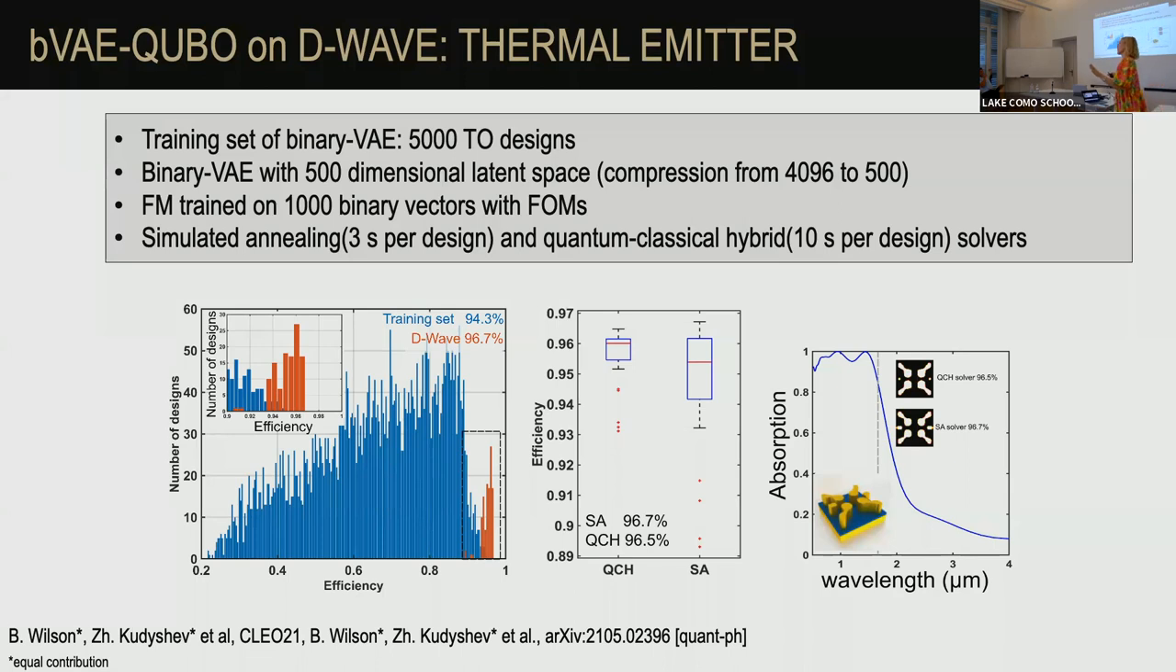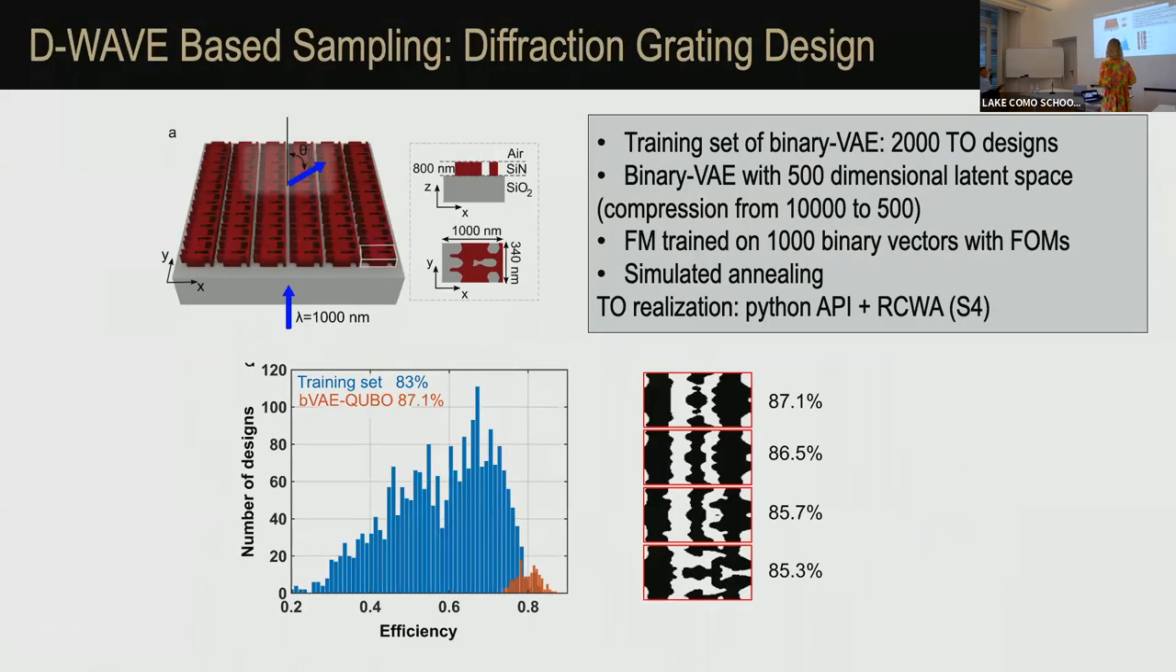I'm not saying that we proved that the D-Wave machine outperforms classical algorithms. We don't do any benchmarking. You can spend a whole life benchmarking algorithms against each other. We don't want to do that. We have an indication that the solvers can actually bring you outside of the training set closer to high performing solutions. And you have the same for the grating.